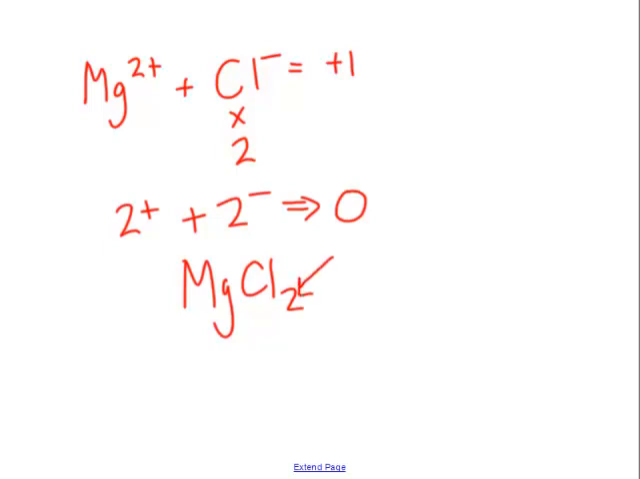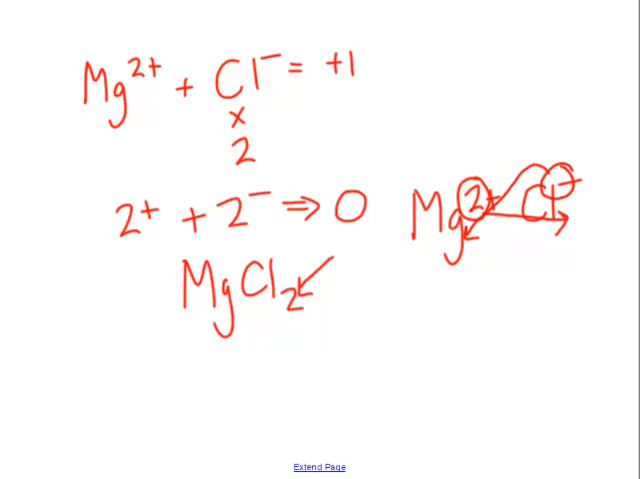Remember from last semester, the way we did this is a little shortcut that I called crisscross. You take the charge on the first atom, the cation, and put it as the subscript on the second atom. You take the charge on the anion, there's a 1 here that's not written, and you put it as the subscript for the cation, and you get that formula right there, magnesium chloride, MgCl2.